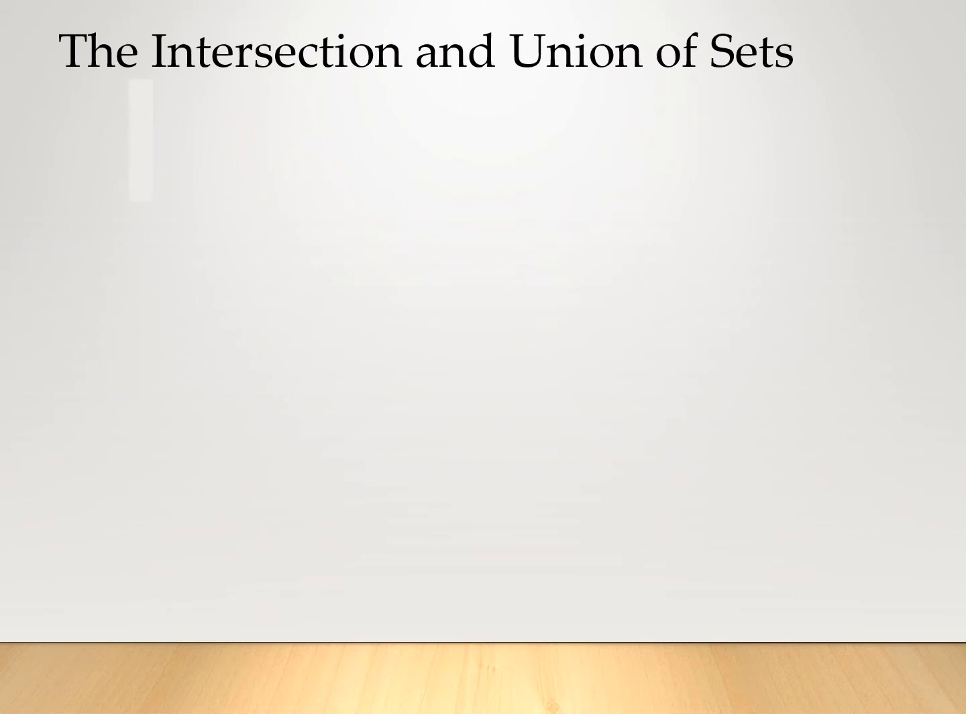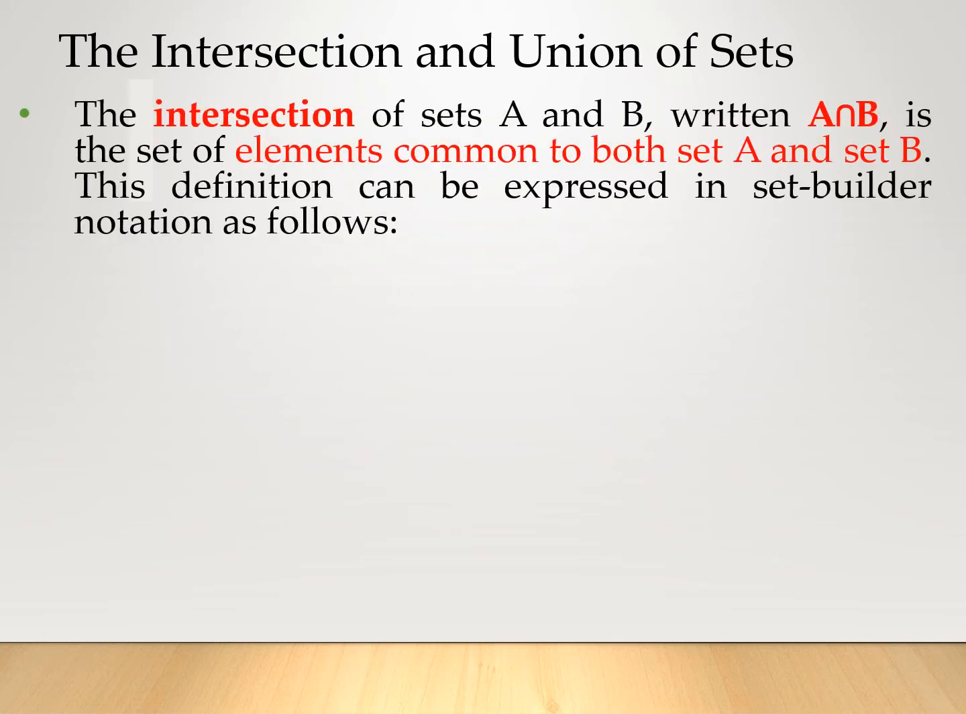Let's move on to the intersection and union of sets. The intersection of sets A and B, written A intersection B, is the set of elements common to both set A and set B. This definition can be expressed in set builder notation as follows: A intersection B equals the set of all x such that x is an element of A and x is an element of B.